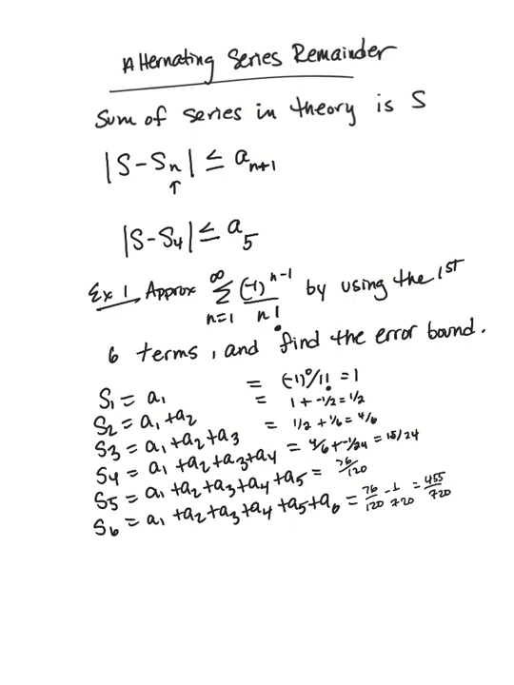The error bound here is the first term you're missing. So S minus S6 is the error. On the AP exam, you can either write the word error or write S minus S6 is less than or equal to the first term that we would chop off. So S minus S6 is less than or equal to 1 over 7 factorial, which is 1 over 5040.